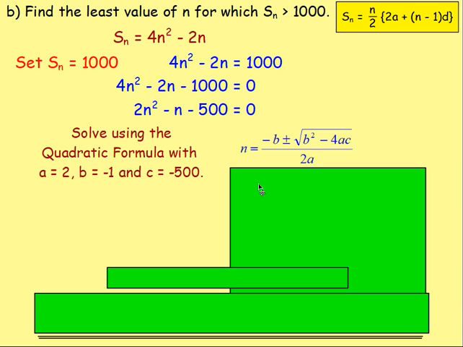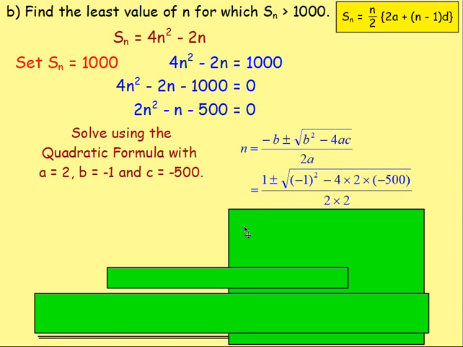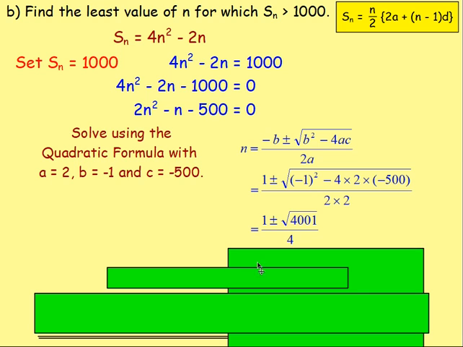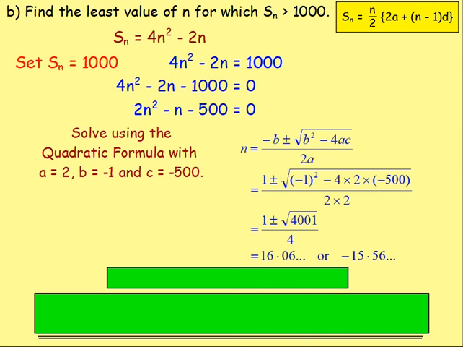That will give us negative 1, which is going to be plus 1, plus or minus the square root of negative 1 all squared, take away 4 times 2 times negative 500 over 2 times 2. Simplify that and it gives us 1 plus or minus the square root of, underneath the brackets here you get 4001, and we're dividing that by 4. Work that out on the calculator, do one of them with a plus, one of them with a minus, and it gives you 16.06 and so on, or negative 15.56.